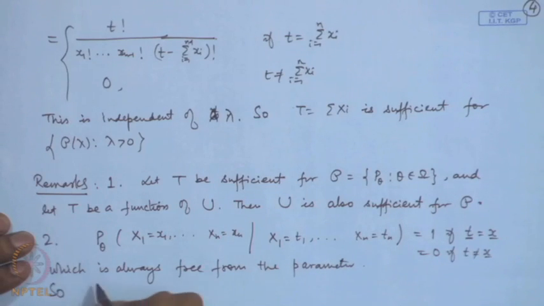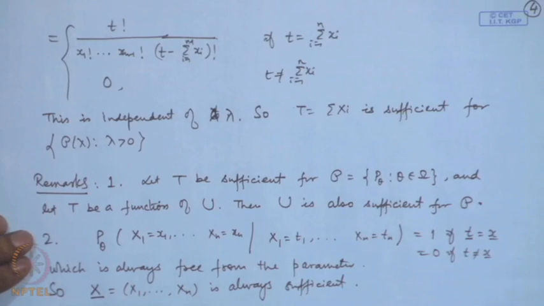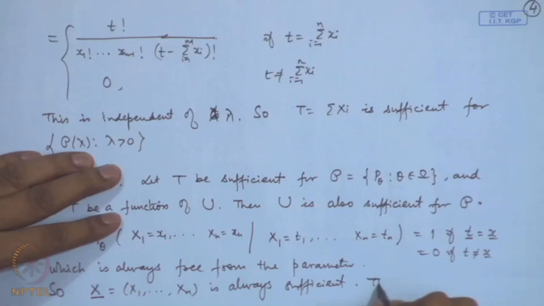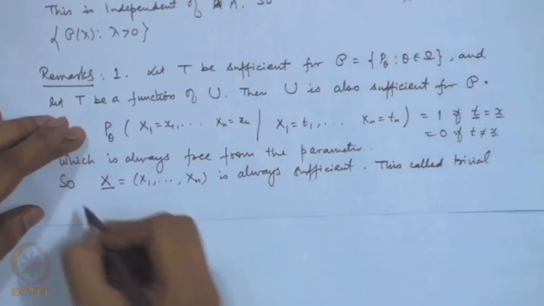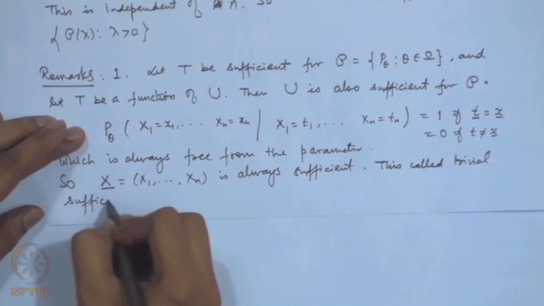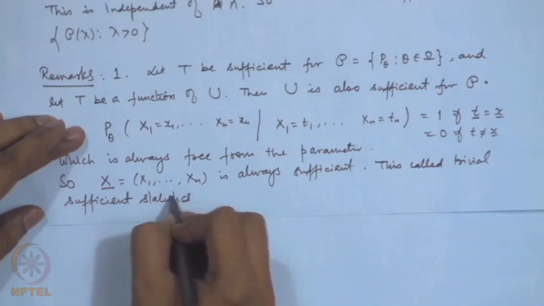So, the sample X is always sufficient. So, the full sample is always sufficient. We will be interested in getting some sort of reduction over that. This is known as trivial sufficient statistics.